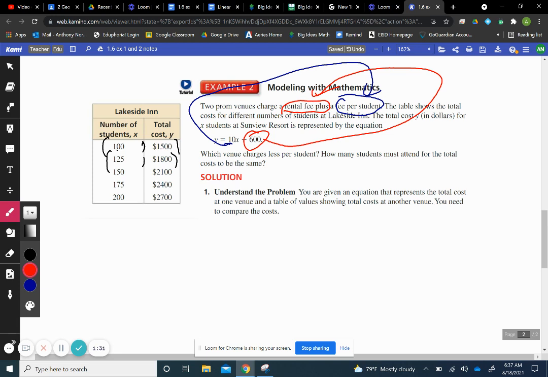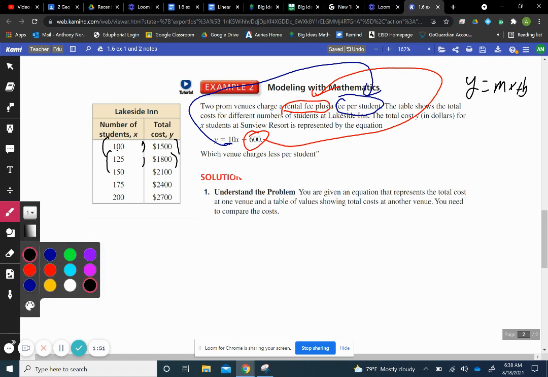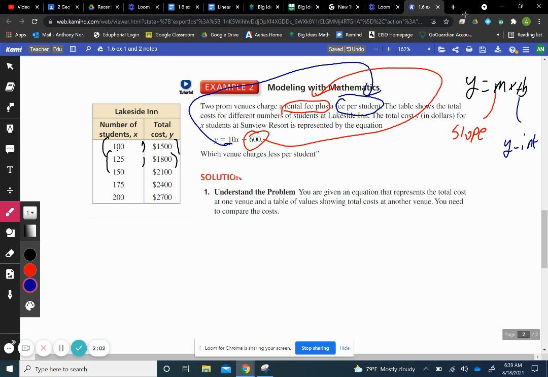So now we're going to look at the questions. We're not answering this one. We're answering which venue charges less per student, and then we're going to answer another question. So which venue charges less per student? If we remember from y equals mx plus b, m is the slope, and b is the y-intercept. So this 10 is in the slope part. I guess I should fix those colors. So blue is the slope, red is the y-intercept.